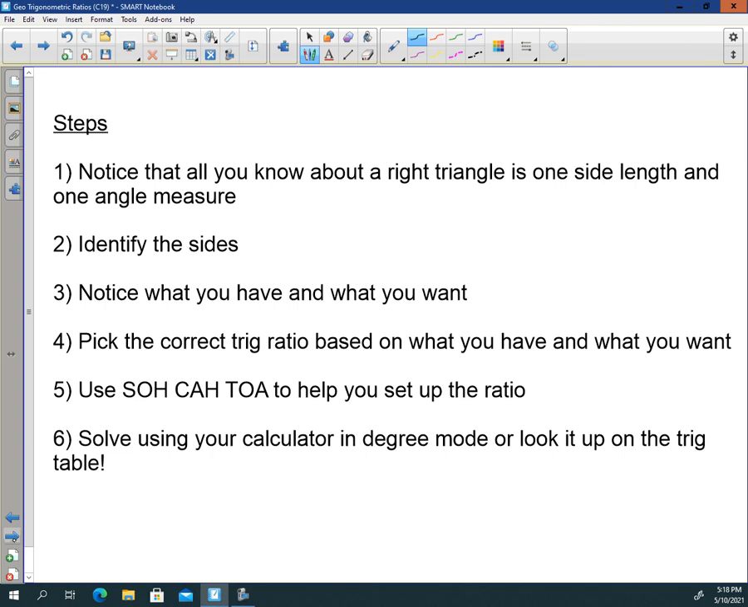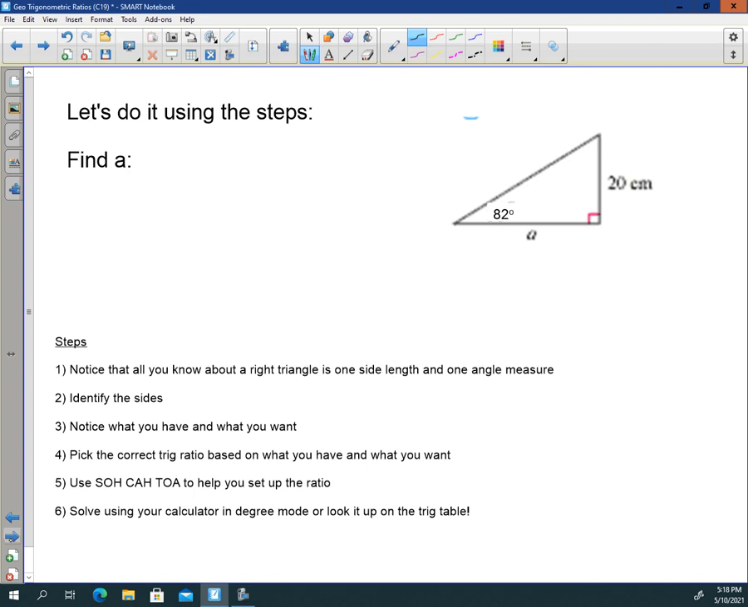So let's do another couple of problems. All right, so we need to find the length of side A there in that right triangle. So the first step is to notice that all you know about a right triangle is that one side length and one angle measure.